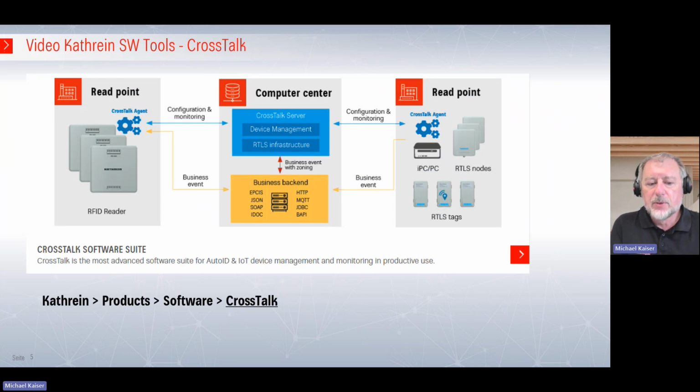Here you see an overview of our CrossTalk software, and you see we have different paths, different ways. On the left side, we have the RFID reader. On the right side, we have the RTLS system, real-time locating system. And for both, we have these blue arrows, the blue path, where we can configure and monitor this hardware. Quite easy, quite simple. We can send data to the readers, and send data to the RTLS system to parameterize the system. On the other side, we can monitor the system. This means we know the status of the system.